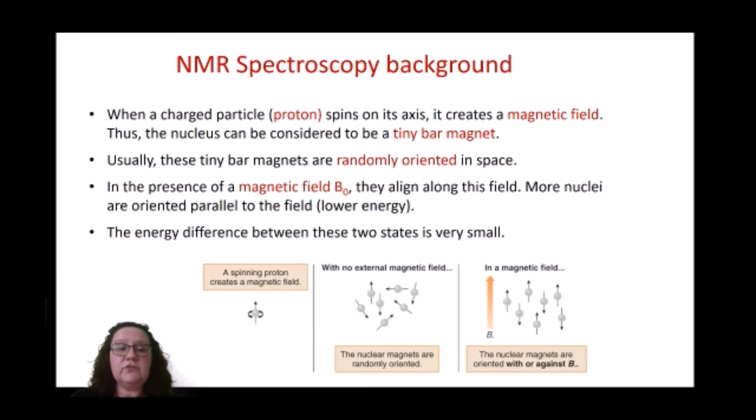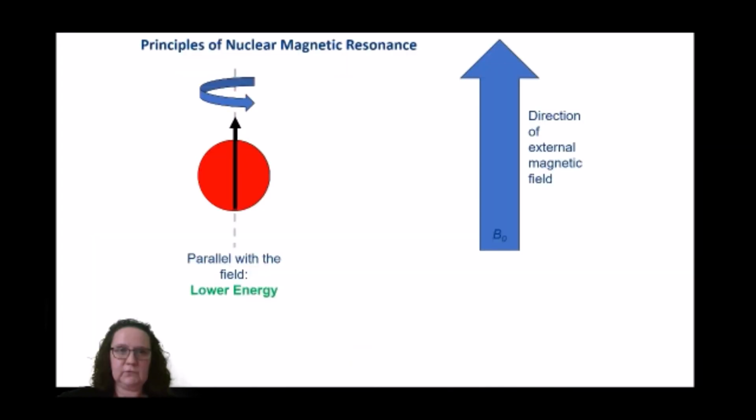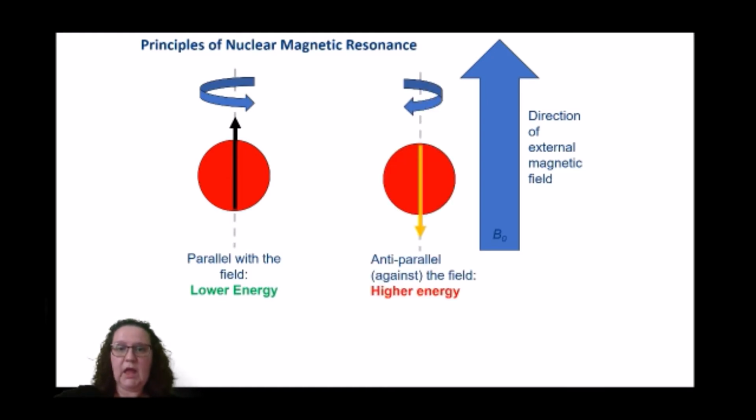More nuclei will be oriented parallel to the magnetic field because it's the lower energy state. And the energy difference between those two states, the with or against the magnetic field, the parallel and anti-parallel conditions, is very small. So if we imagine our nucleus, our tiny bar magnet, exposed to an external magnetic field, and we imagine one of those nuclei which is parallel to the field, it is in a lower energy state. The anti-parallel ones, against the magnetic field, will be in a higher energy state.